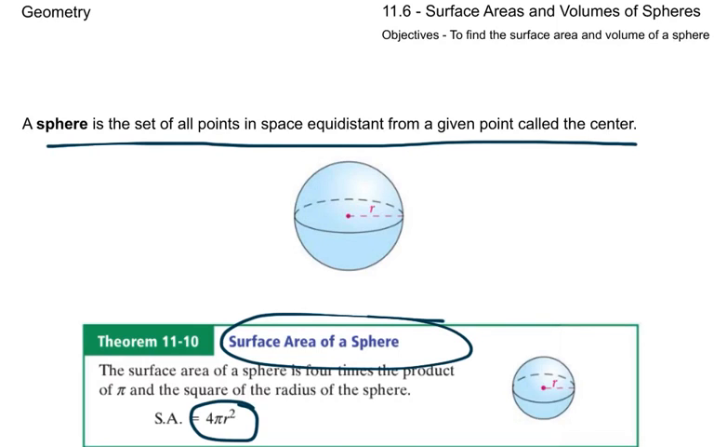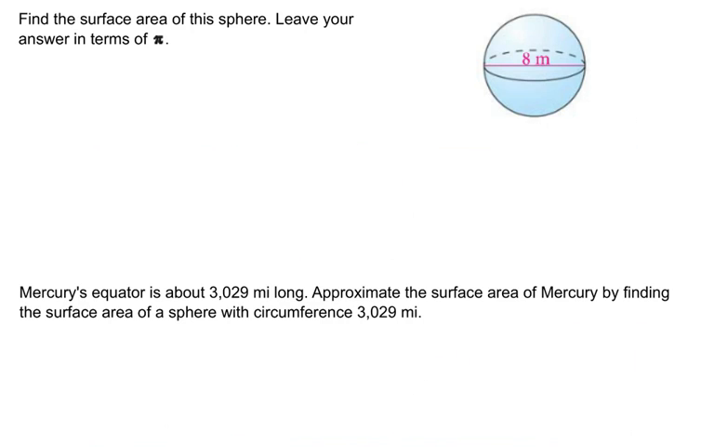So let's give the next problem a shot. Find the surface area of the sphere. Leave your answers in terms of pi. Well, notice what we have there. We have the diameter. The diameter is 8 meters, but in the formula we're using radius. So if our diameter is 8, our radius is going to be 4.